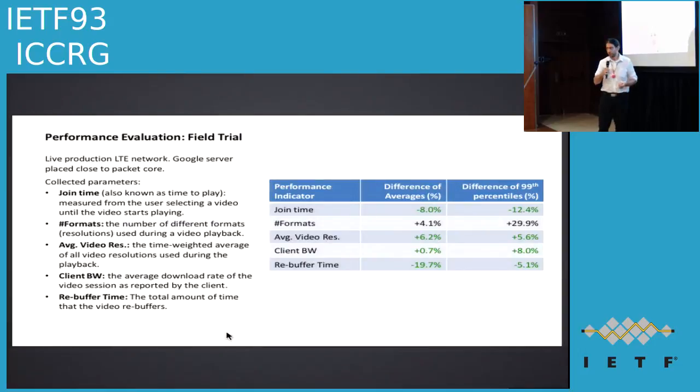Number of formats used is improved a bit. Average video resolution as well. Client bandwidth improved a bit, but not that much. And the rebuffering time, so when the playing is paused and then the player rebuffers, this is also reduced. So this proves that there are some benefits, not just quality of service types of benefits like, okay, TCP is smooth and this kind of stuff, but okay, why do I care? I care because the experience of various applications improves.